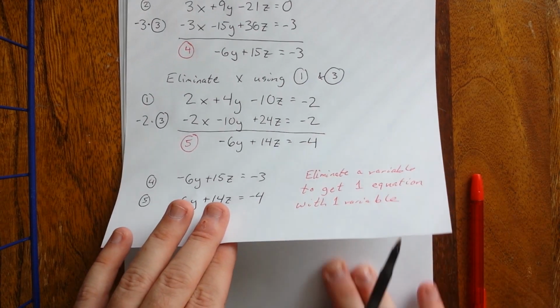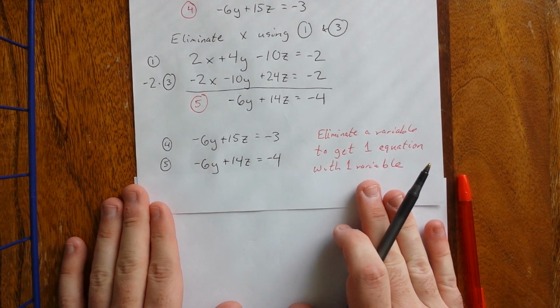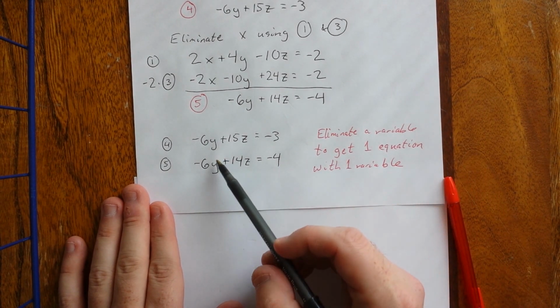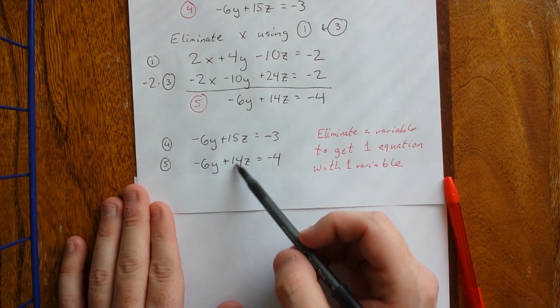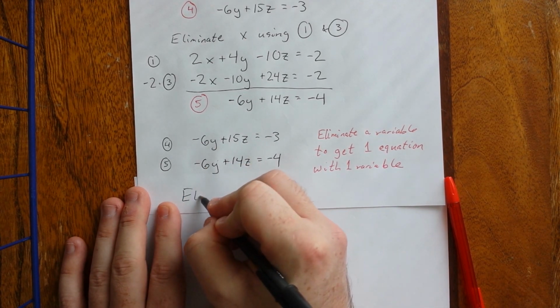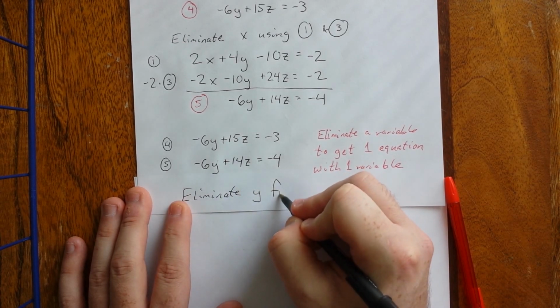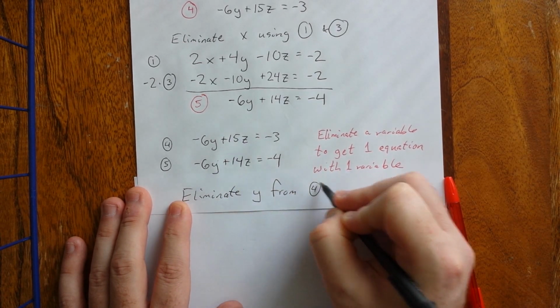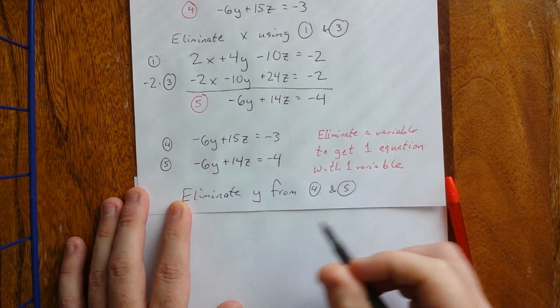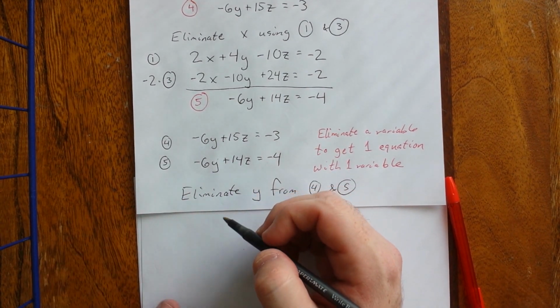So, we're running out of space on this page, so let's bring out the next. Now at this point, you have the option of eliminating either y or z. I notice that the coefficients of y look really nice, so I'm going to eliminate y from equations 4 and 5. The reason being they've already got equal coefficients, we just need them to be opposites now.